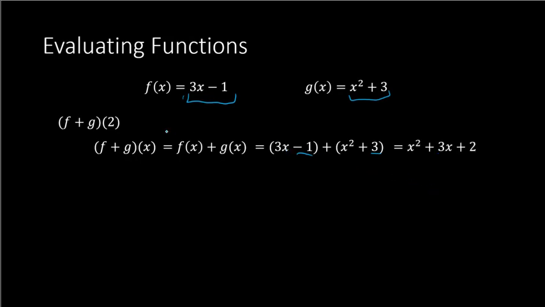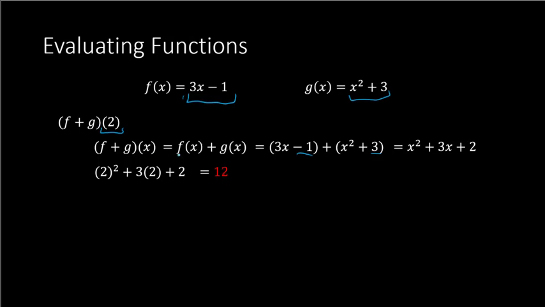So now from here, we're trying to evaluate that function when we plug a 2 in for x. That's what that 2 means. So we can plug a 2 into this function now, where we have the x squared plus 3x plus 2. You plug a 2 in, we would have 2 squared plus 3 times 2 plus 2. 2 squared is 4, plus 3 times 2 is 6. 4 plus 6 is 10, plus 2 is 12. So f plus g of 2 would equal 12.